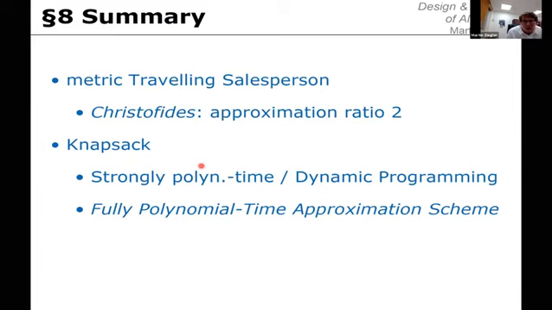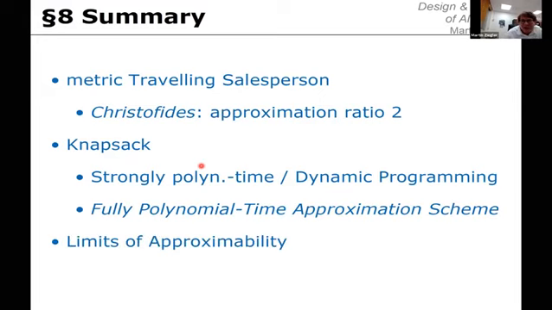be at least 1 minus epsilon of the optimum for any given epsilon. As epsilon tends to 0, the quality of the approximation increases, as the approximation ratio tends to 1, and the running time of that algorithm also increases, but it doesn't increase too much. It increases only polynomially in 1 over epsilon, but not exponentially in 1 over epsilon. And families of approximation algorithms of this type are called fully polynomial time approximation schemes.